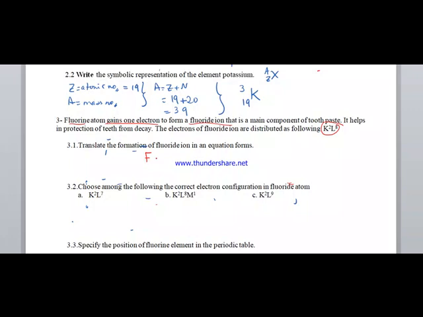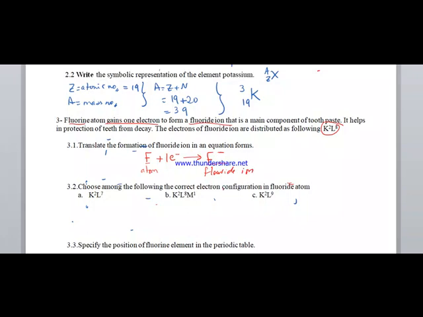Then fluorine gains 1 electron to change into fluoride. Since it gains an electron, it becomes a negative ion. Any atom that gains an electron changes into a negative ion. Since we have one electron, we have a charge of minus 1. This is the symbol of a fluorine atom, and this is the symbol of the fluoride ion.